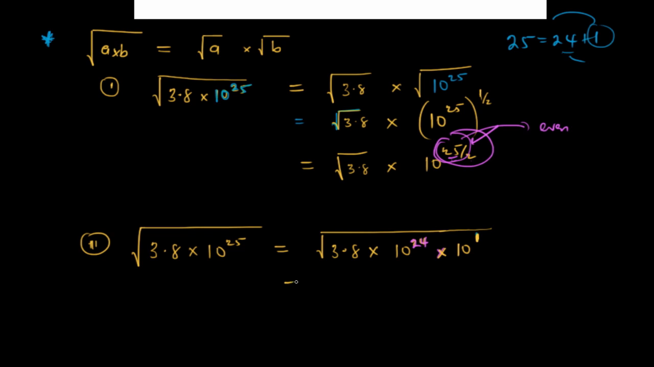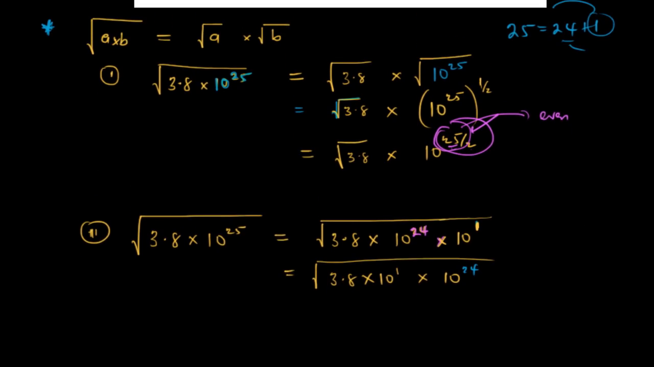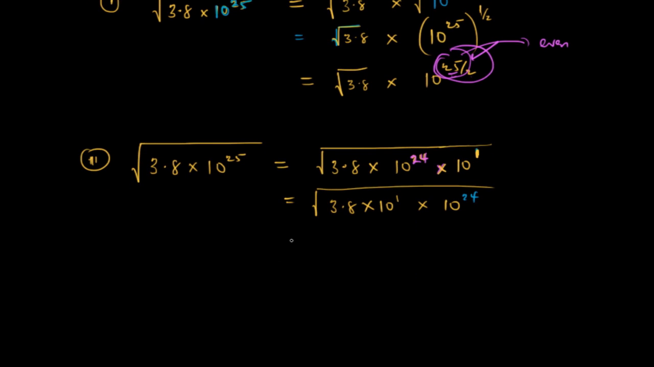10 to the power 1. So I could just rearrange this by saying this is going to be 3.8 times 10 to the power 1, then times 10 to the power 24. So now I have this, and then according to the law of surds, or one of the basic operations of surds, we said if you have the root of a product, you can split them. So let's go ahead and split this. What you have here is just going to be the root of 3.8 times 10 to the power 1, then times the root of 10 to the power 24.